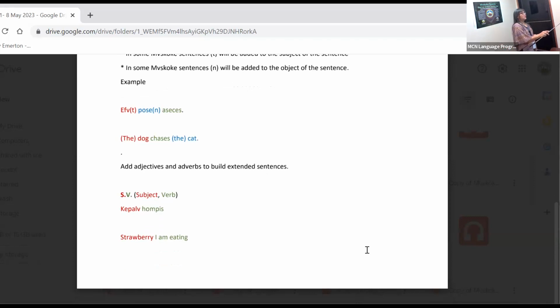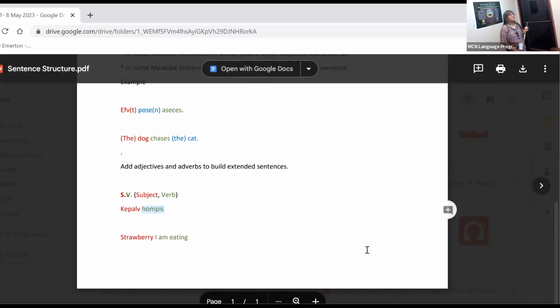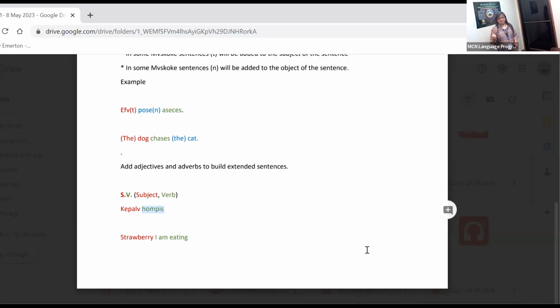And you see the subject, kibala, is strawberry, base. I am eating. So you see right here, base is a conjugated verb that we have already conjugated. So something easy like a simple sentence right here is kibala base. Strawberry, I am eating. And if you flip it around for English, I am eating strawberry.